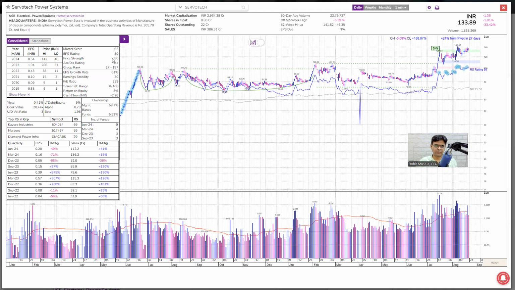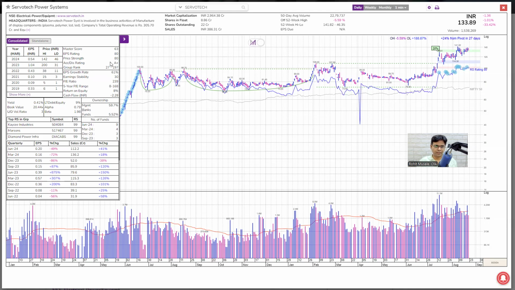Price strength 80, not good, because there are 1,000 stocks in the stock market which are doing better than this company. A few days ago, this stock had a relative strength of 90, 91, 92 when it was here somewhere. Somewhere here, I remember buying the stock and selling it out quickly. But now the relative strength has declined to 80, the price strength, not a good sign.